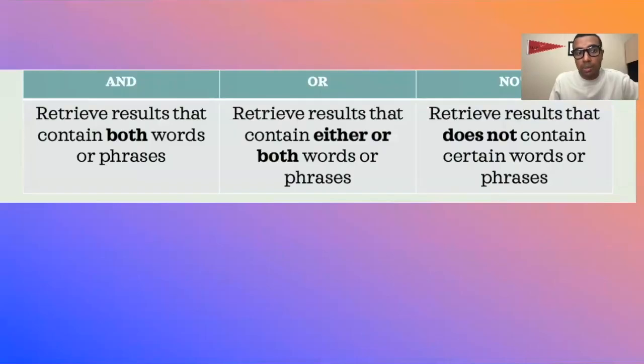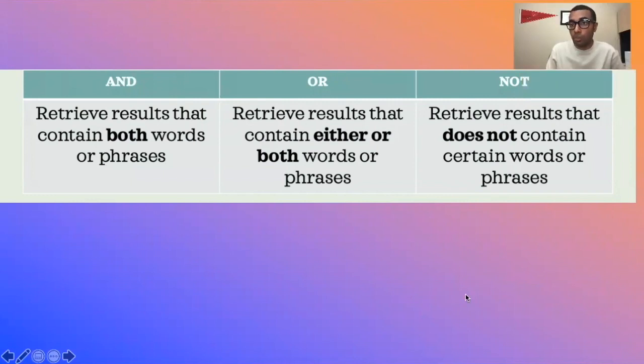So in summary, we would use and to retrieve results that contain both words or phrases, or to retrieve results that contain either or both words or phrases, and the term connector not to retrieve results that do not contain certain words or phrases in our research query.